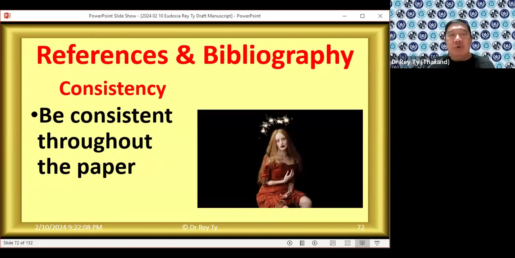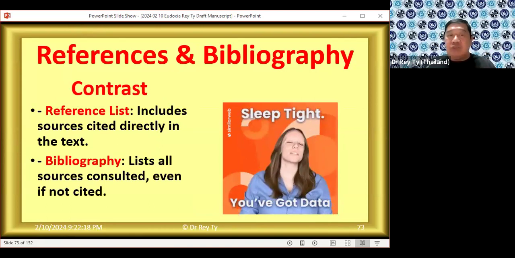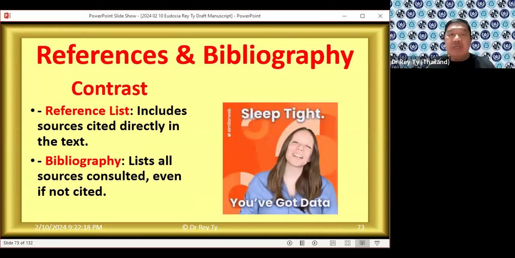Okay, so be consistent if you're using references or bibliography. Again, they are not the same. References are what you have actually directly used. Bibliography is everything that you have consulted but not used. In many instances, in my university, we only want students, when they write their journal articles and their final paper, to only cite what they've actually used, whether they call it reference list or bibliography, not things that they have not used. We don't allow that.